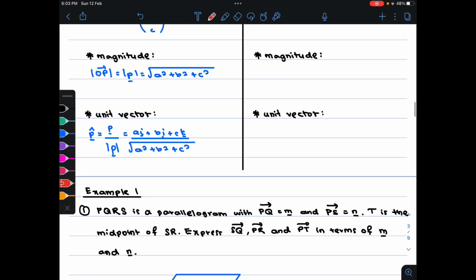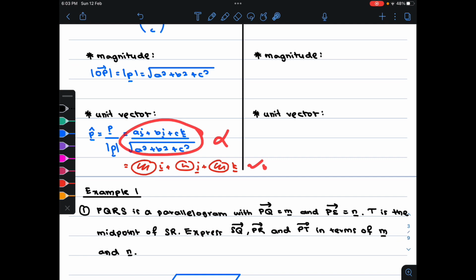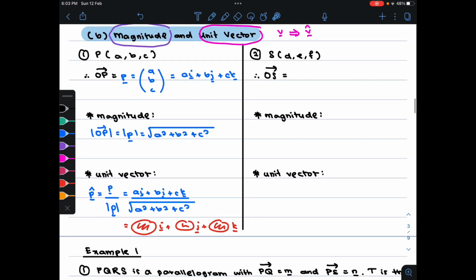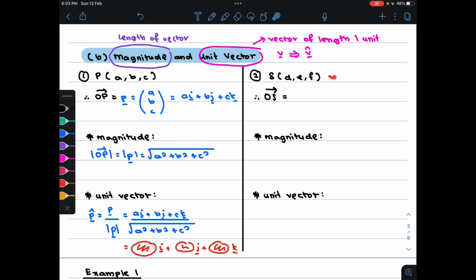And to write the final answer, it should always be written in this form: something i plus something j plus something k. So you cannot leave your answer like this. You must leave your answer in i, j, and k only. You can do the same for the coordinate S (D, E, F). Just use the same concept as the one we did here for this part.